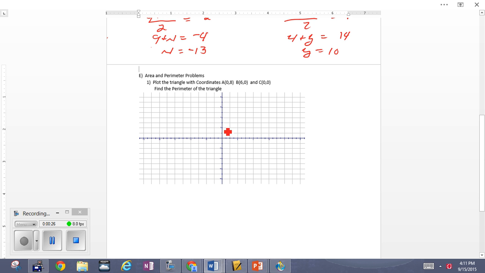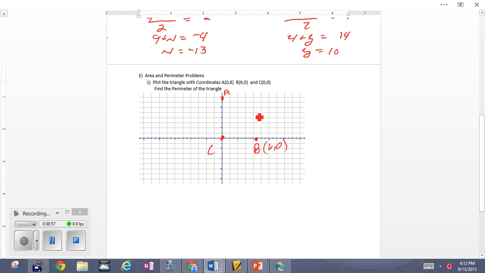Okay, these are in 2, 2, 4, 6, 8. So here we are, 0, 8. That's point A. Point B is at 6, 0, so it's over 6, okay? So it's 1, 2, 3, 4, 5, 6, that's right there, okay? That's point B, those coordinates are at 6, 0, okay? And point C, which is at the origin right here, point C.